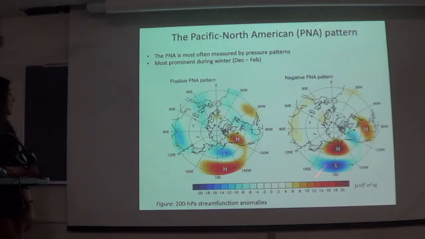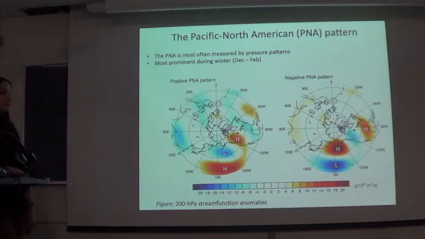I focused on the negative PNA pattern because it seemed to have the stronger link to the MJO and ENSO. With the positive PNA pattern, we saw similar results, but it wasn't as strong. And I don't know why. There is a shift in the subtropics, so it could be that there's a reason for that shift that we're not capturing, at least not well enough, and I don't know what exactly would do that.